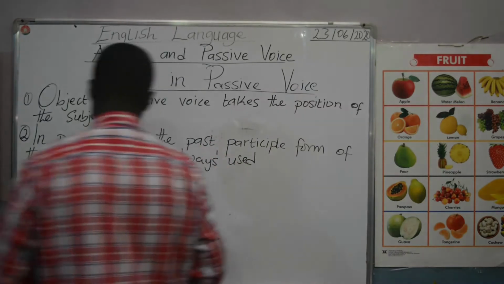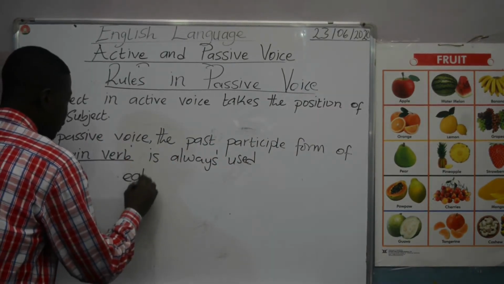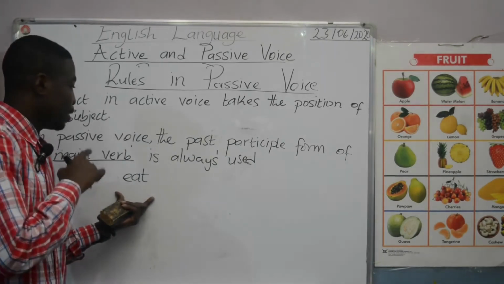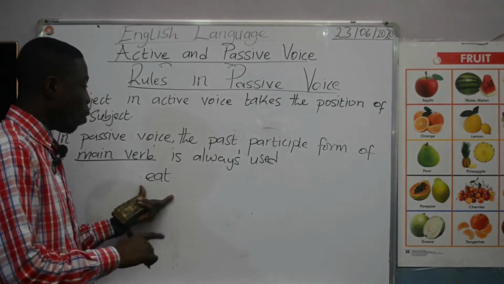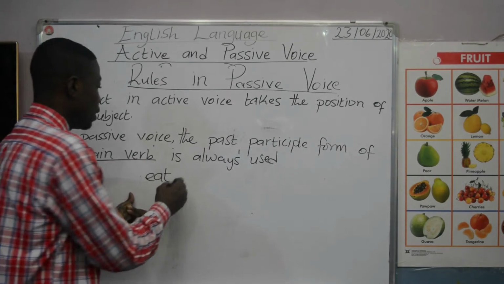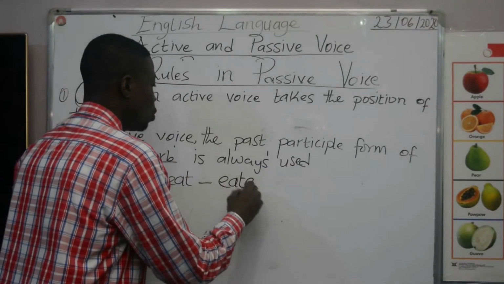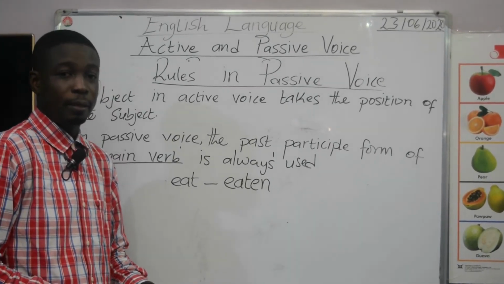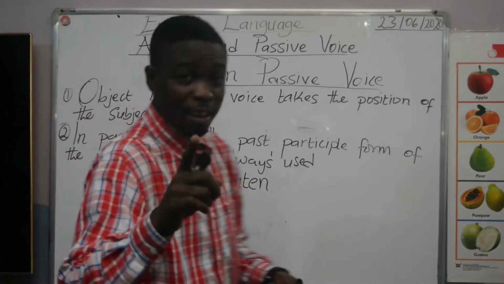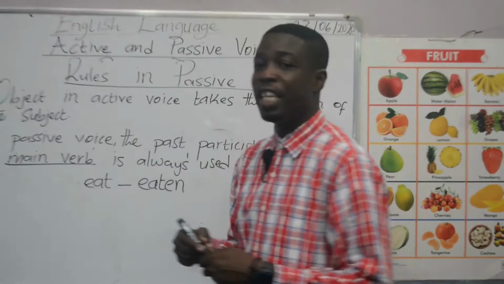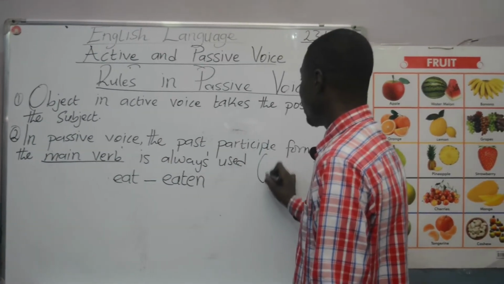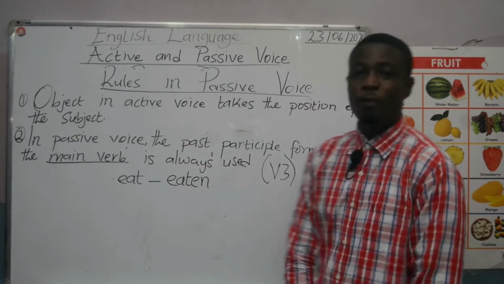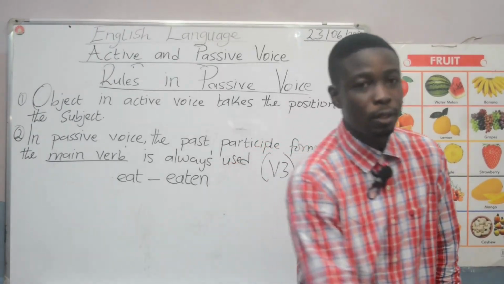For example, if you have the verb to eat, that will be the main verb in the sentence. And so therefore, when you are changing it to passive voice, the verb should change to past participle, which is eaten. Eaten. So don't forget the past participle, that is what we refer to as the V3. Don't forget that. I hope you remember. V3. So the past participle form of the main verb is always used.